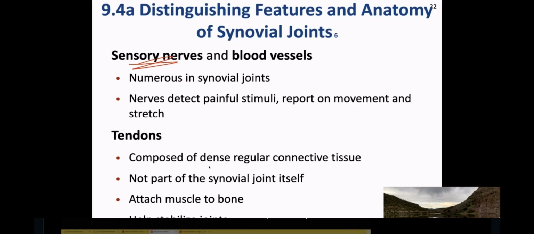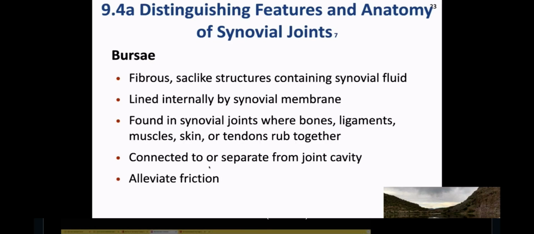And then tendons, remember tendons is what connects a muscle to bone. And those also can help stabilize the joint, but it's not actually part of that synovial membrane or synovial joint structure. Another structure, bursa, is a little sac. And it's a little sac that has some fluid inside there. That fluid would be synovial fluid.